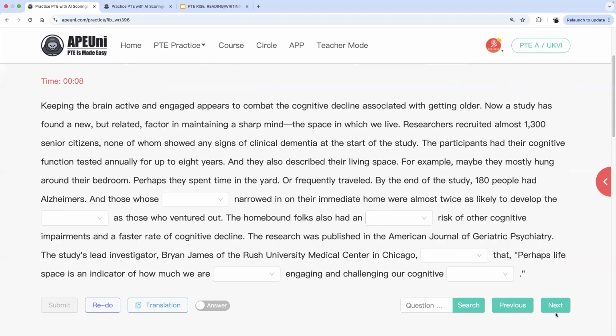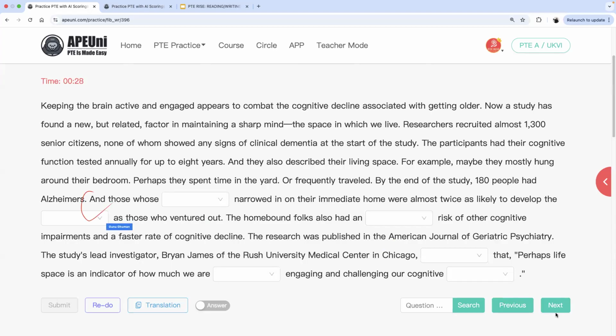Let's read the first line. Keeping the brain active and engaged appears to combat the cognitive decline associated with getting older. Okay. We are talking about the brain and how it stops working when you get old. Trust me, it happens. Now coming further, we are going to go here.